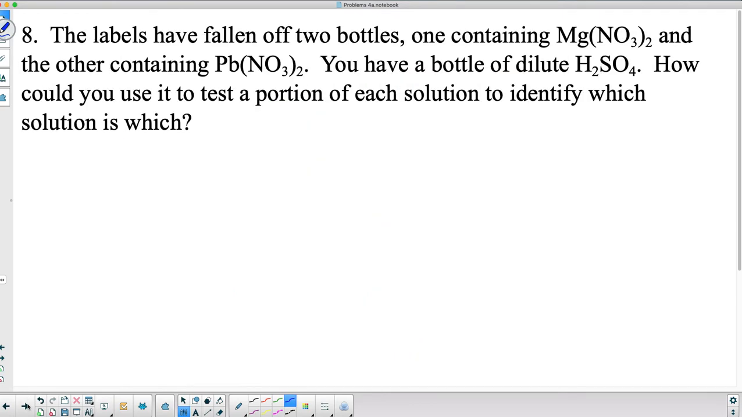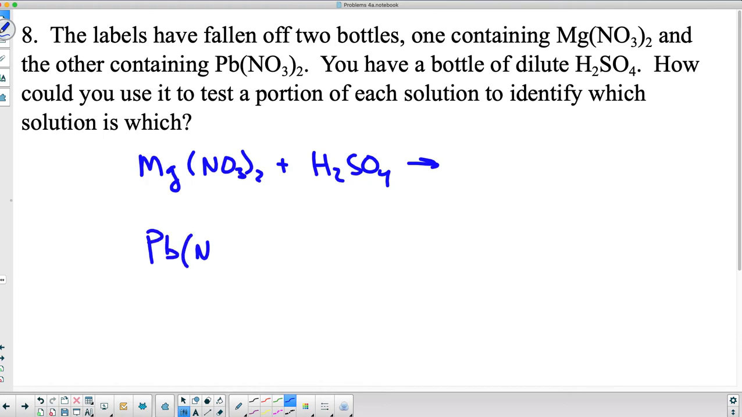So the labels have fallen off two bottles, one containing MgNO3 and the other containing PbNO3. You have a bottle of dilute H2SO4. How could you use it to test a portion of each solution to identify which solution is which? Well, let's go through it. Let's do the MgNO3 plus H2SO4 like this over here. And then PbNO3 plus H2SO4 like this.